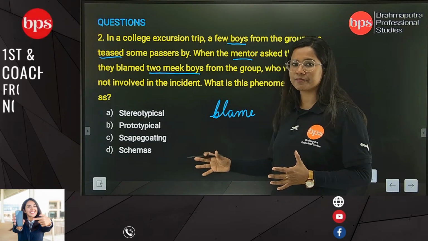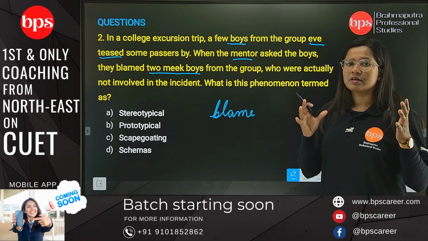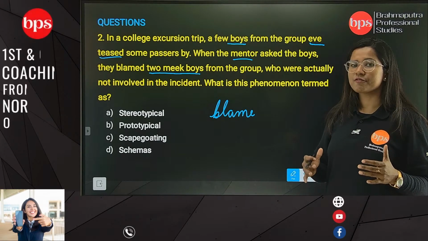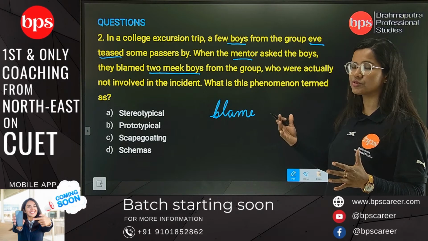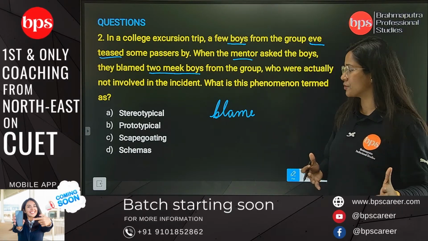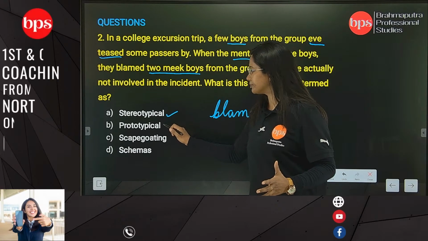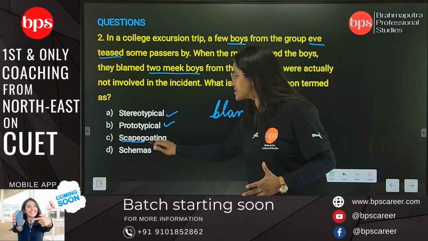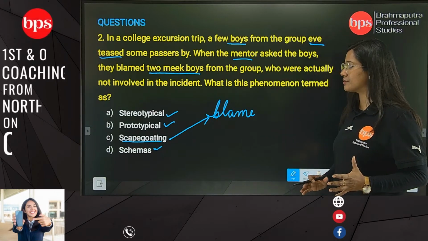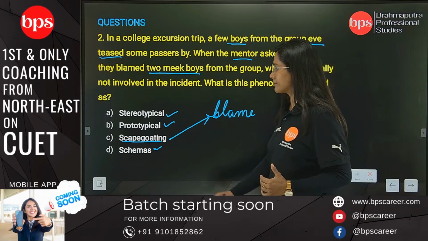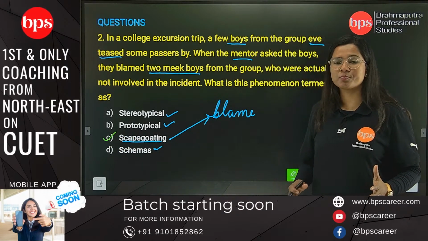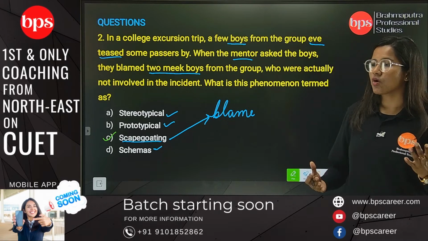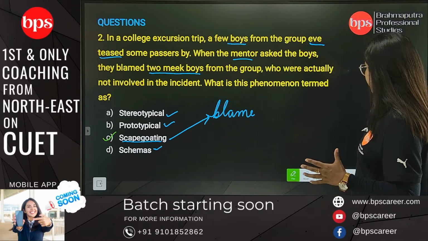Option A, stereotypical. Stereotypical means the stereotypes, the prejudices which are prevalent, and they are forming some kind of attitudes. We will go into that: schemas, prototype, then stereotype. These three are actually related. The odd one is scapegoating, and the answer, scapegoating, means blaming someone. So we get our answer. The correct answer: to blame someone for an incident or anything. You have done the fault and you are blaming someone else. So that is called scapegoating. Yes, you can be clear here.